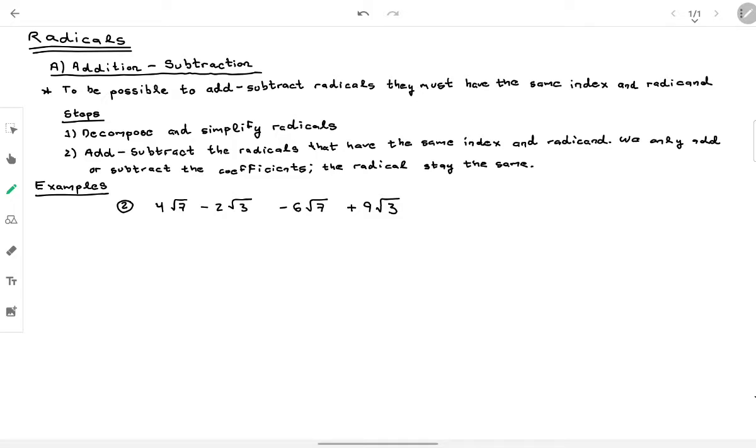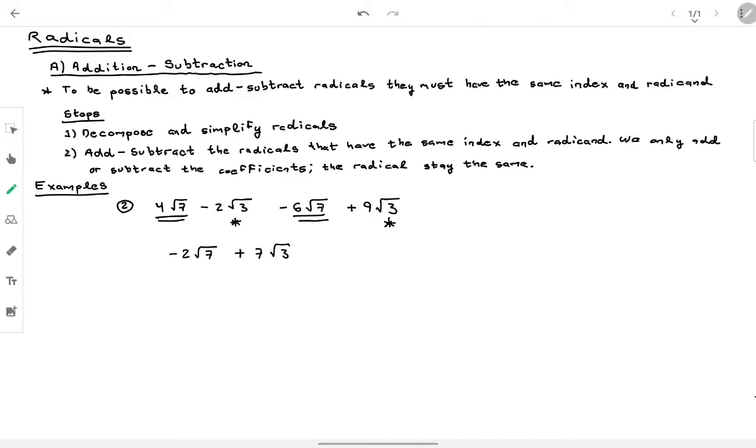So on this one, remember, we must add those that are exactly the same in index and radicand. So that means we have square root of 7 and we have square root of 3. So those are like terms, so they must be added and subtracted. Let's start with the root of 7. It's going to be 4 root of 7 minus 6 root of 7. It's going to be minus 2 that multiplies the root of 7. What happens with the other one? It's going to be minus 2 plus 9, it's going to be plus 7, the square root of 3.